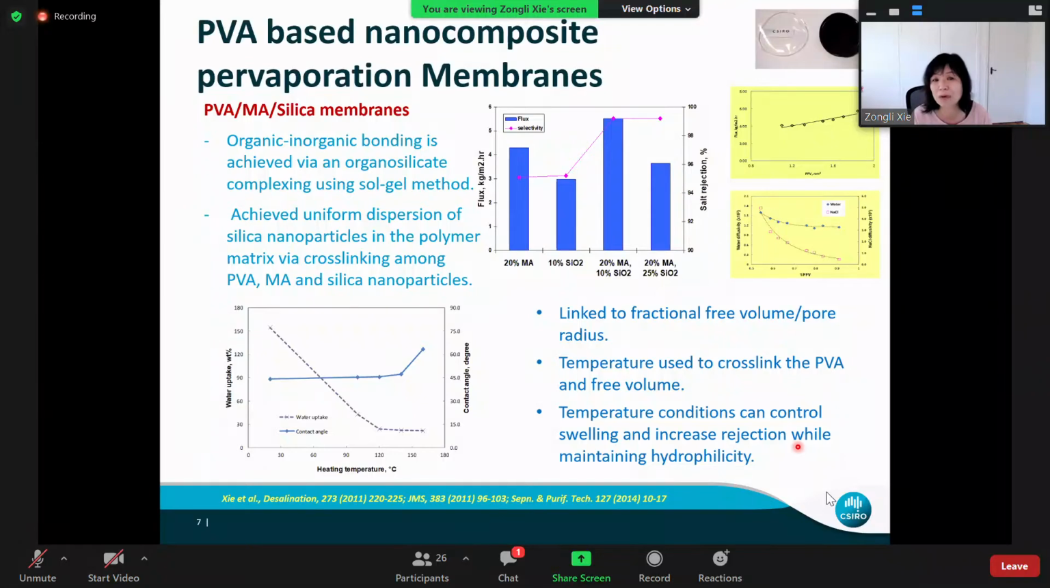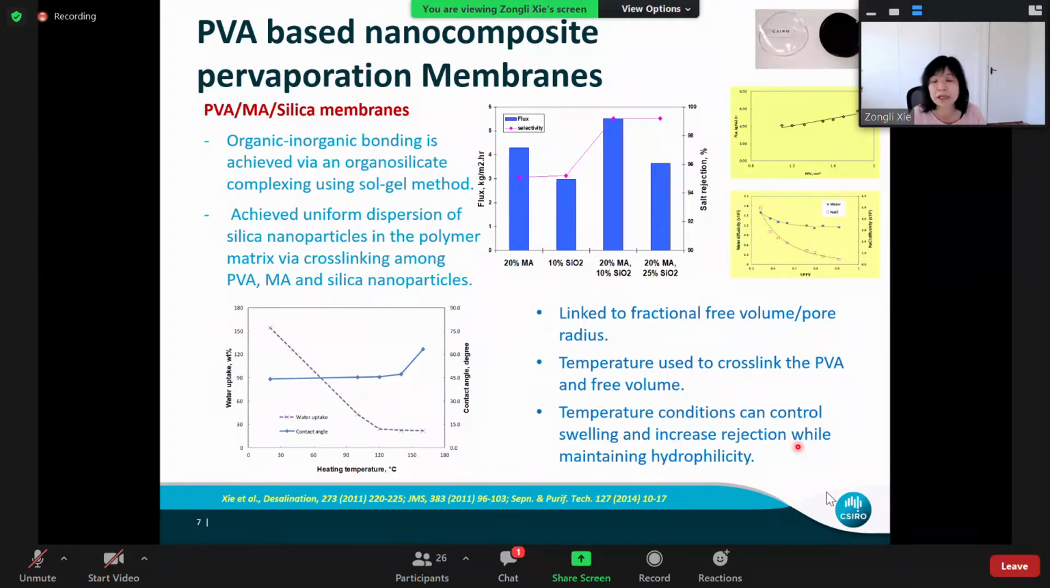But one of the big drawbacks is PVA is very unstable in water, in particular it swells in water. In that case, it loses selectivity. There are a number of ways to cross-link or solve this problem. We started this journey by first looking at silica nanoparticles, and we also utilized some common cross-linking agents. One of the cross-linking agents we identified is malic acid. In this work, we tried adding the silica and experienced a lot of agglomeration.